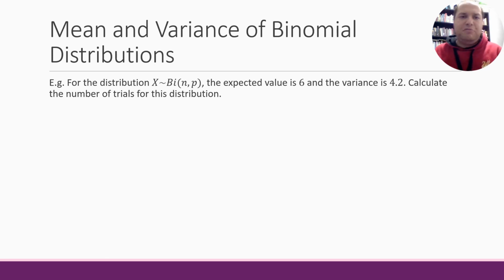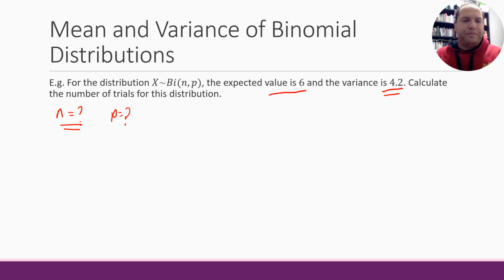So for the distribution, X is binomial with N, P. The expected value is 6 and the variance is 4.2. Calculate the number of trials for this distribution. All right, so we don't know what n is. We don't know what p is. But the key thing we have to work out is n. We've been asked to work out the number of trials for this distribution.